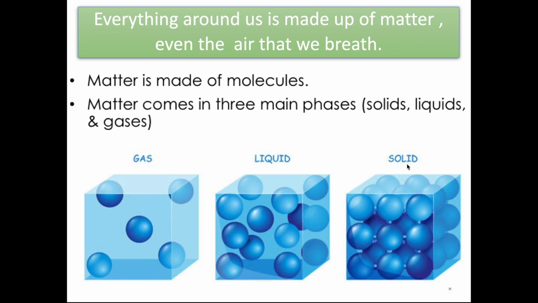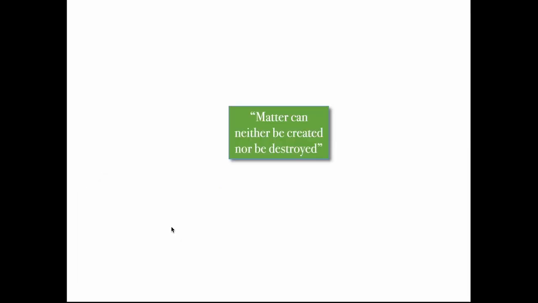What are the three types of matter that we know? Solid, liquid, and gas. In solid, the molecules are arranged closely together. In liquid, they are a little close together, whereas in gas, they are far apart. Matter can neither be created nor be destroyed.